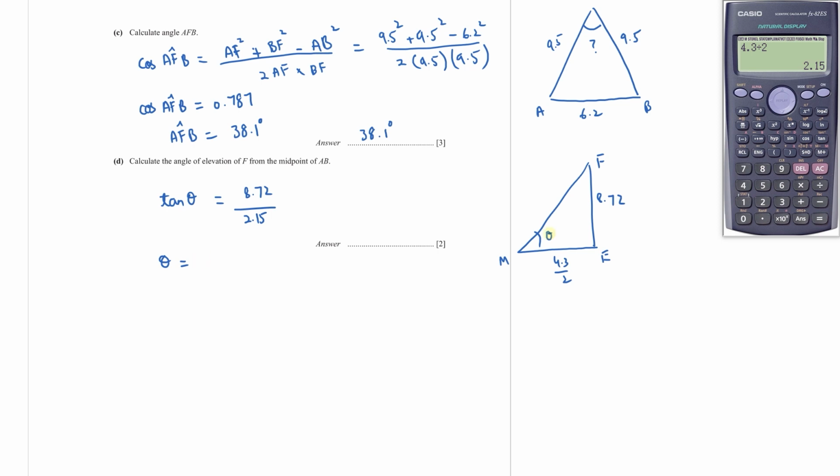So theta, which is the angle of elevation of F from M, will be tan inverse of this. So 8.72 divided by 2.15, and then tan inverse of this will be 76.1 up till 1 decimal place. So this is your angle of elevation.